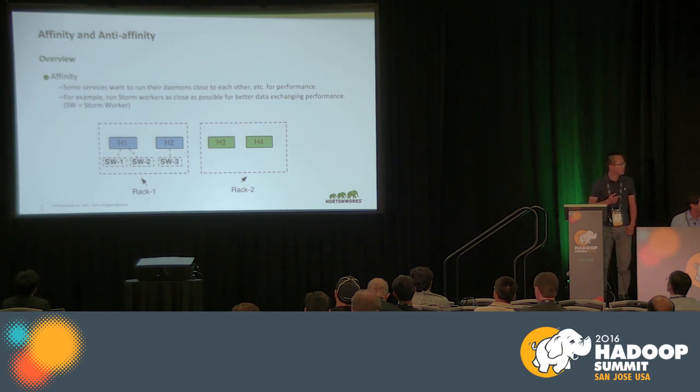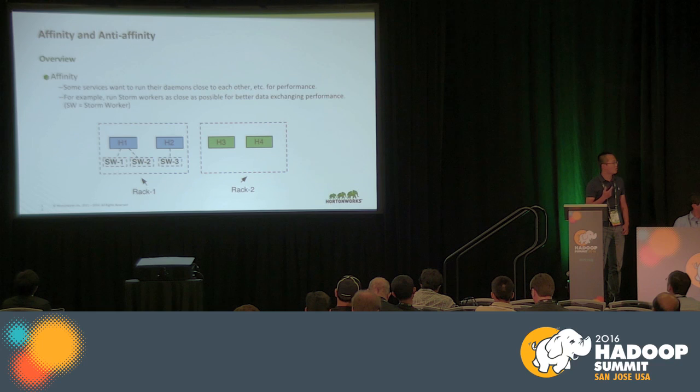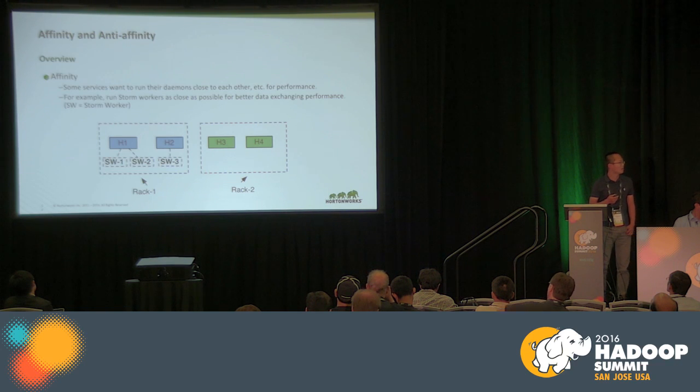And for affinity, there are some services, for example Storm, that want their daemons to run as close to each other as possible, just for better performance, especially network performance. So in the example below, you can see two Storm workers running on host 1 and one Storm worker on host 2. Compared to Storm workers running in two different racks, they would otherwise get worse performance.